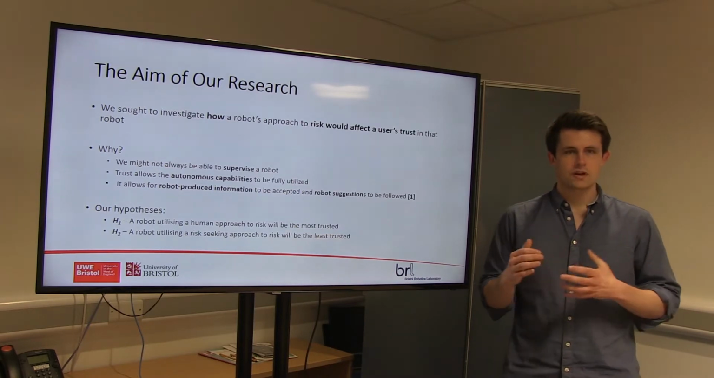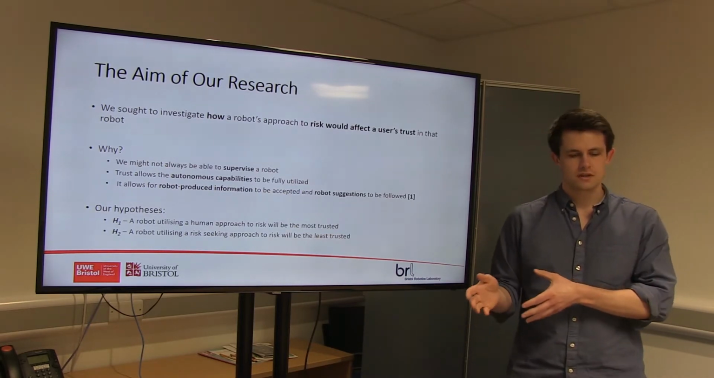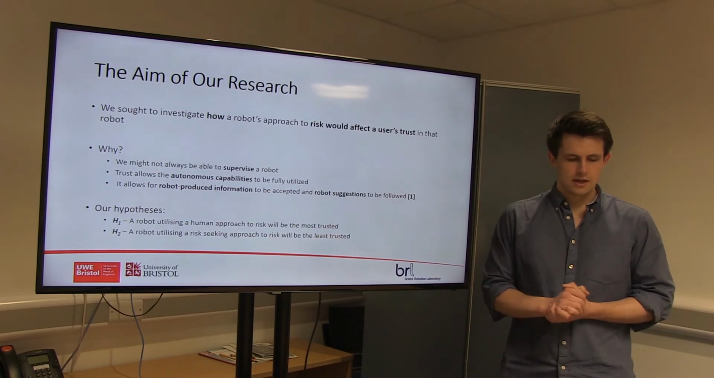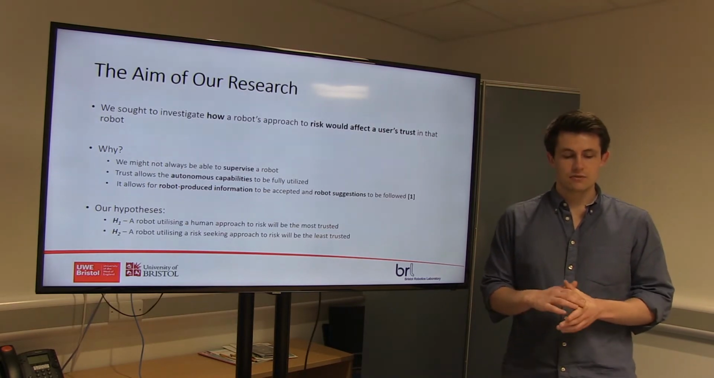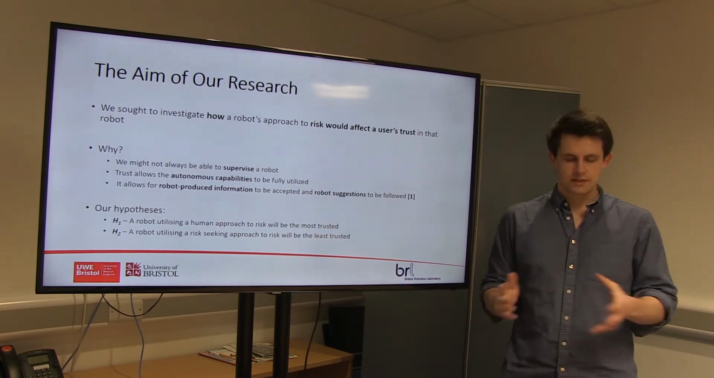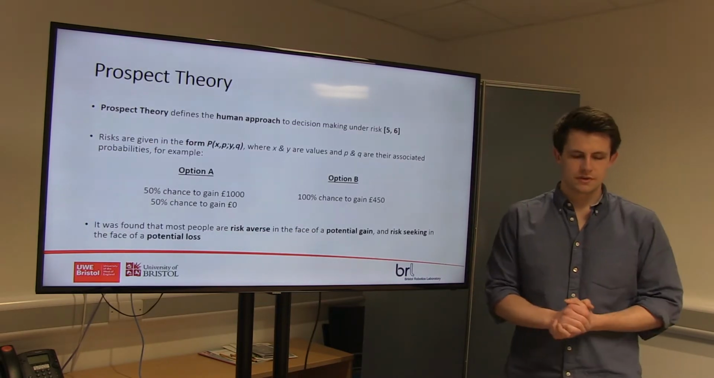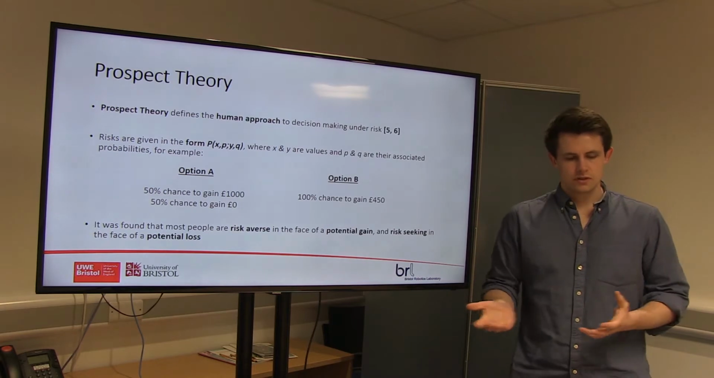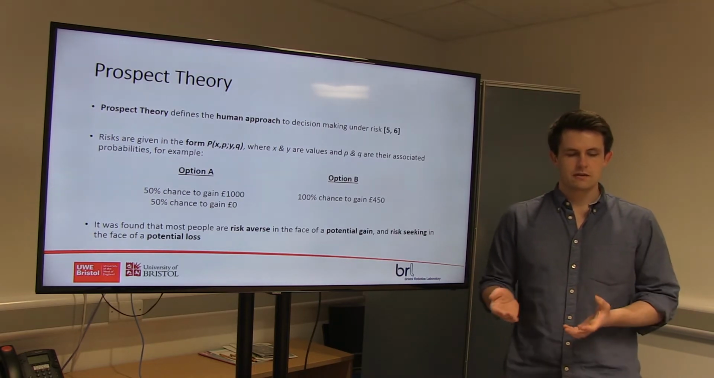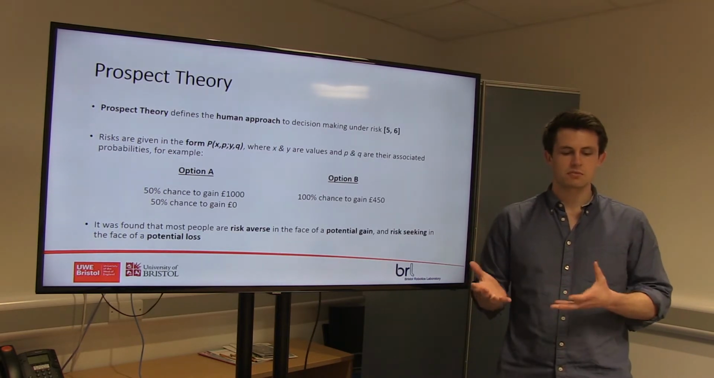Our first one was that a robot that's using a human approach to risk is likely to be more trusted, and that a robot utilizing a risk-seeking approach to risk is less trusted. So, how do we define a human approach to risk? We look at the literature, and we find that prospect theory seems to be the most common approach.